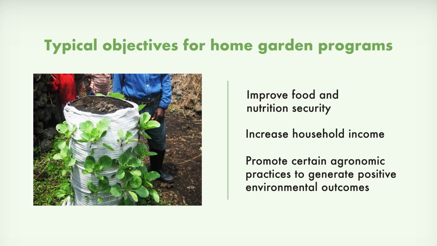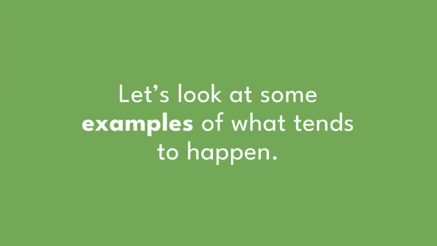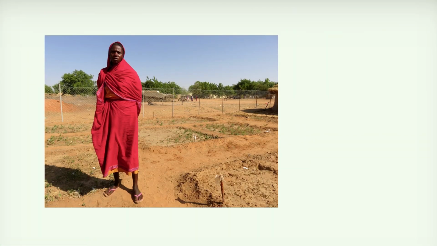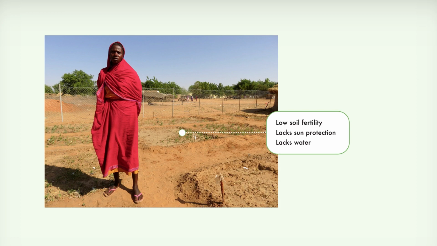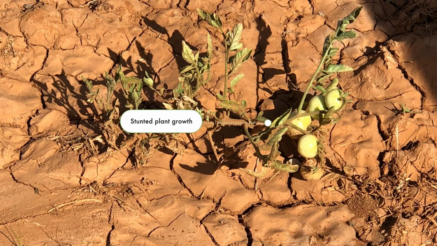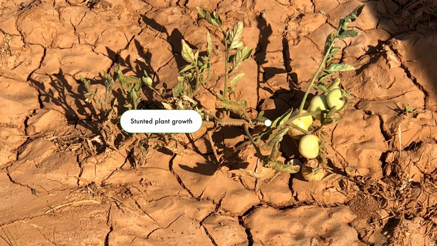However, these programs often fail to achieve their objectives. Let's look at some examples of what tends to happen. These home gardens in arid regions of Africa were started by projects intending to increase dry season production, but no efforts were made to put strategies in place that would build soil fertility, protect the plants from intense heat and sun, or provide water to plants during intermittent droughts. As a result, the gardens did not produce much, especially during critical hungry and dry seasons.